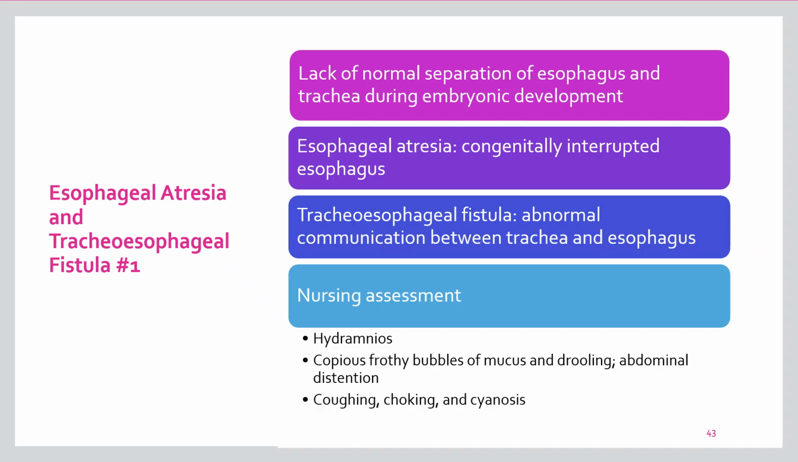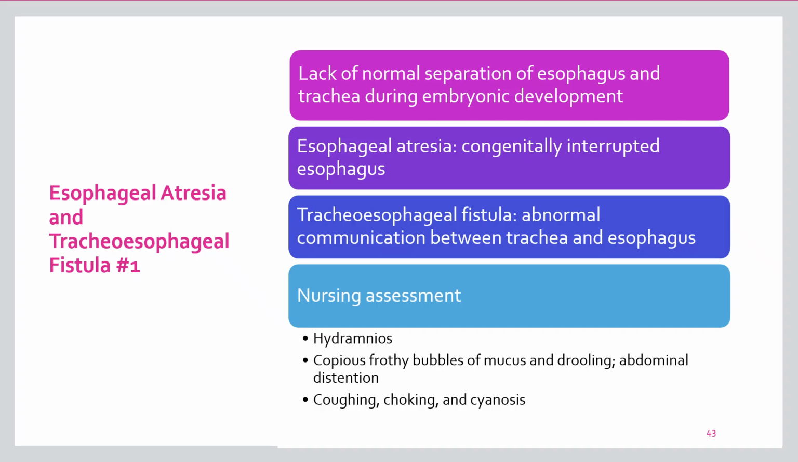Now, esophageal atresia and tracheoesophageal fistula. This is a lack of normal separation of the esophagus and trachea during embryonic development. The trachea and esophagus are adjacent organs, right? During embryonic development, they don't separate into esophagus and trachea, so there can be some joining between the trachea and esophagus.